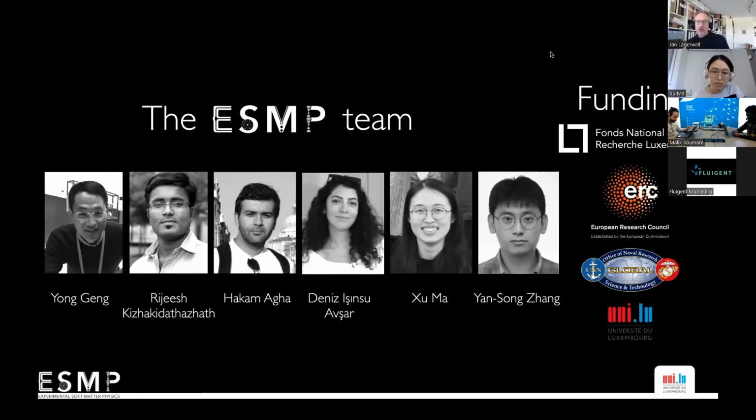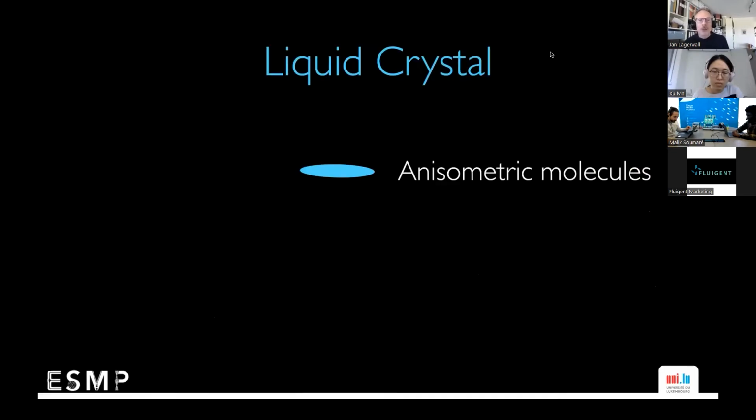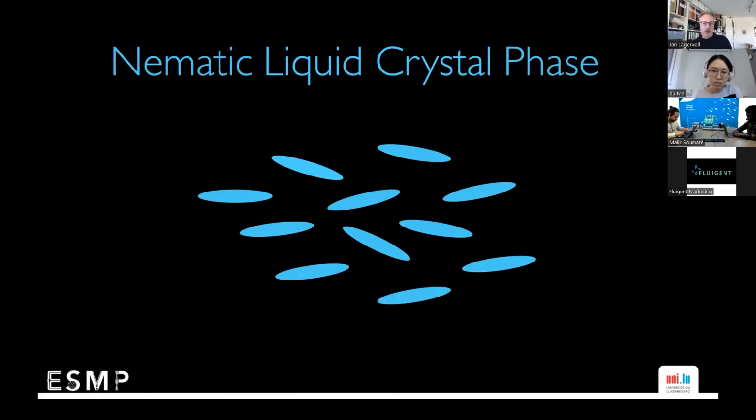So first of all, for people who don't know liquid crystals, what are they? Liquid crystals are liquids formed by molecules that are anisometric, which means that they have an anisotropic shape. The most common is that they have a rod shape. And the remarkable thing with them is that these rods tend to align spontaneously along a common direction that we call the director.